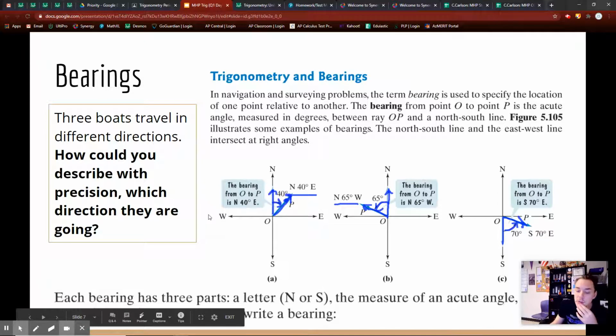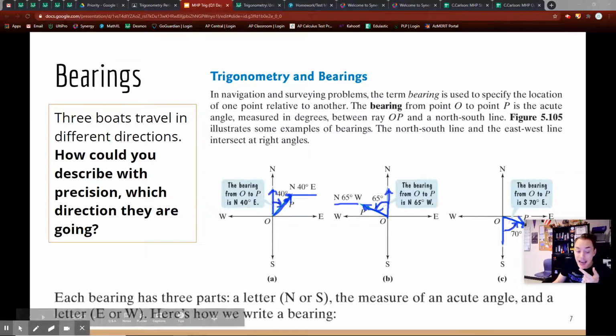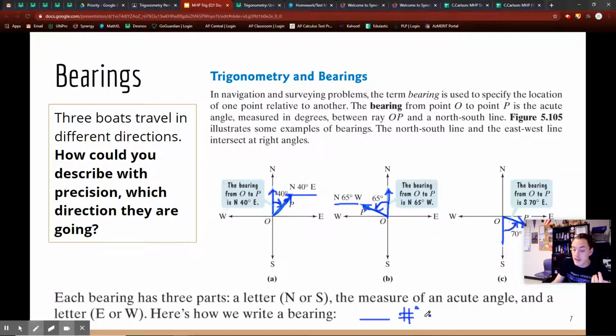So each bearing has three parts. It has a letter, N or S, the measure of the acute angle, and then another letter, which in this case is just E or W. Here's how we write the bearing: north or south, the number in degrees, and then east or west. Sometimes you have it in radians, but we're going to keep it in degrees for the time being.